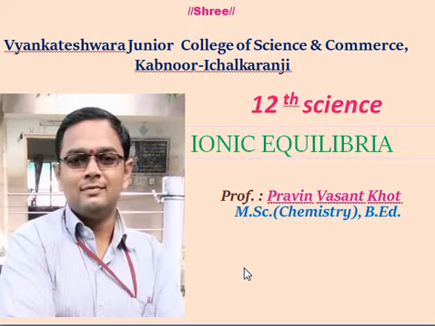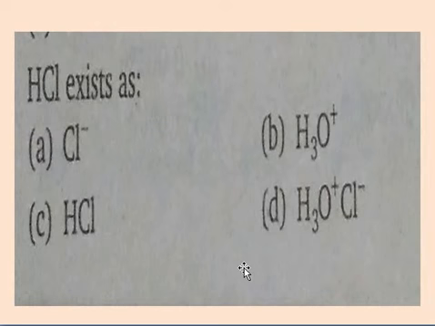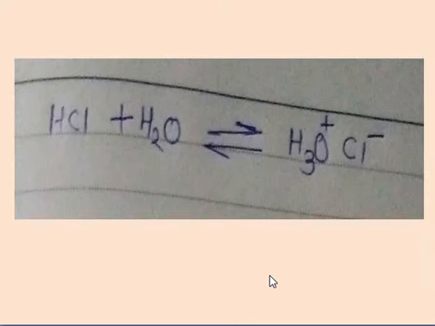Another set of the most important MCQs of ionic equilibria is discussed today. The first question: HCl exists in equilibrium conditions when it dissolves in water and produces the corresponding ions. The options are: A, Cl minus; B, H3O plus; C, HCl; and D, H3O plus and Cl minus.